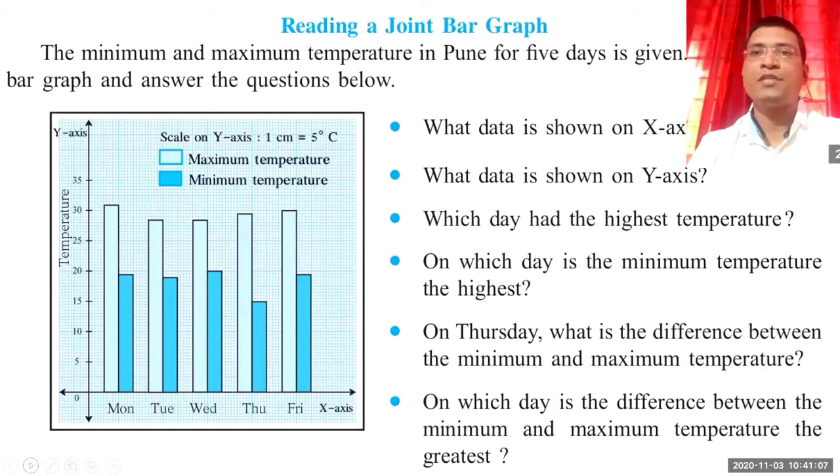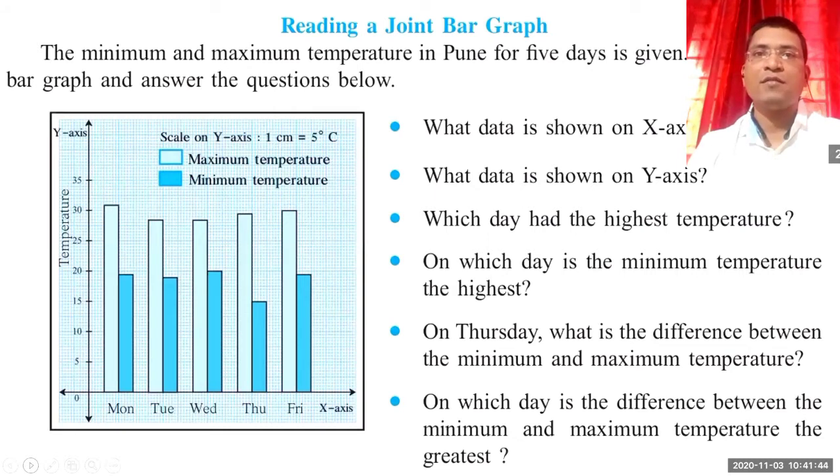First we will read the question. What data is shown on x-axis? Days. Anybody can answer? Days. Days are given, 5 days of the week. Yes, answer is correct. The second question, what data is shown on y-axis? Temperature is given. Maximum and minimum temperature in degrees Celsius. Very good.